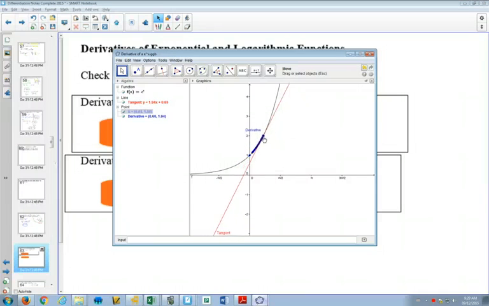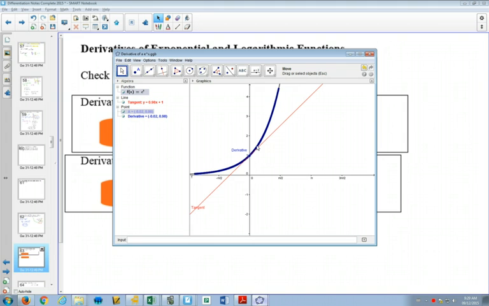Now I'm going to drag my tangent along the line, and the blue that's being made is the equation of the tangent. What do you notice? What's the relationship between the blue graph that just got drawn and our original graph? They're the same.